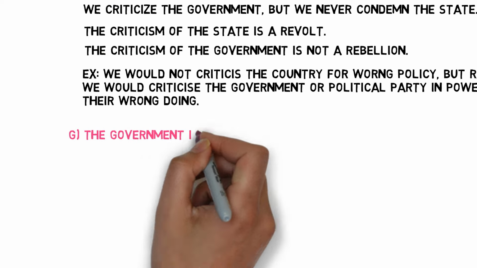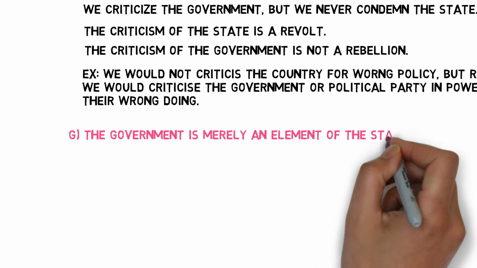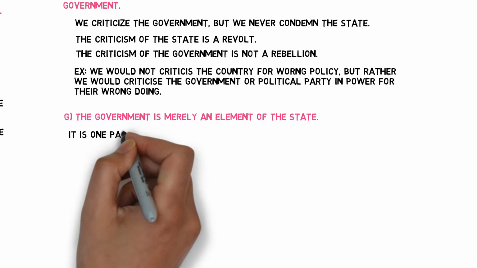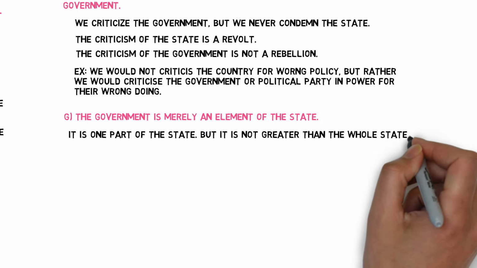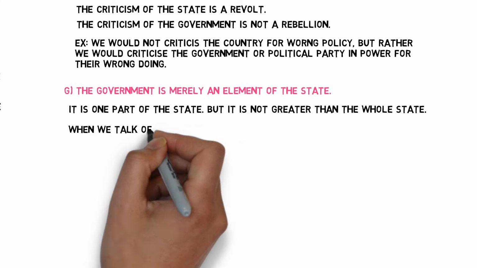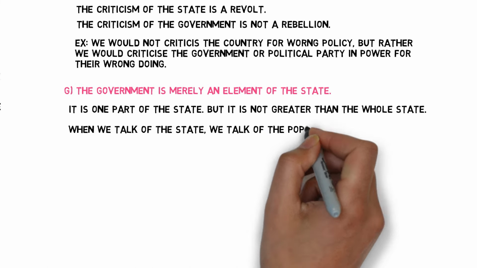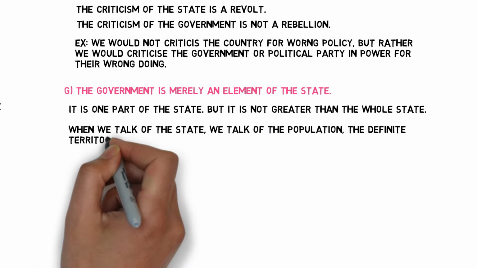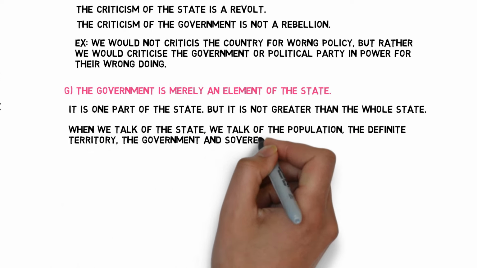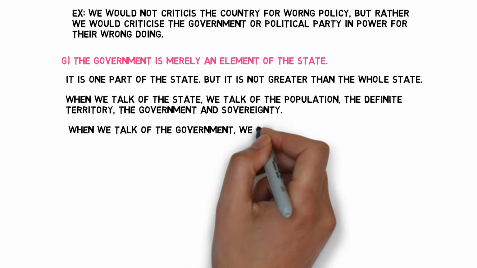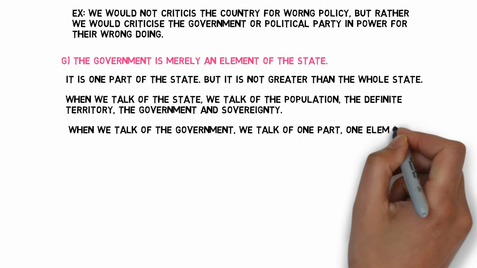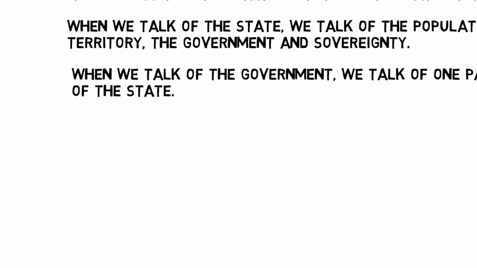Next, the government is merely an element of the state. The government is one part of the state, but it is not greater than the whole of the state. When we talk about the state, we talk about the population, the definite territory, the government, and the sovereignty. Whereas, when we talk of the government, we talk of one part, one element of the state.